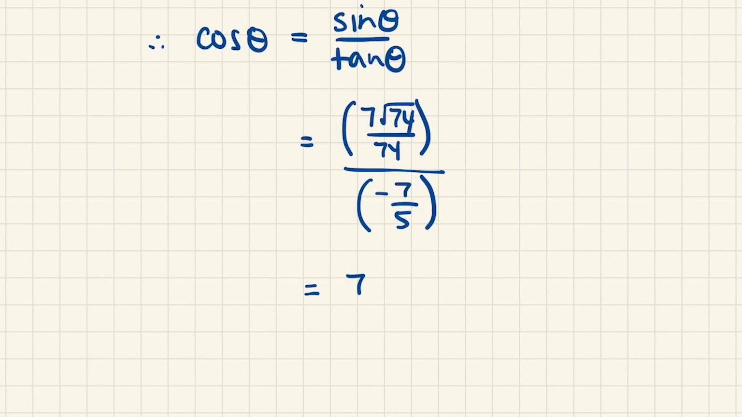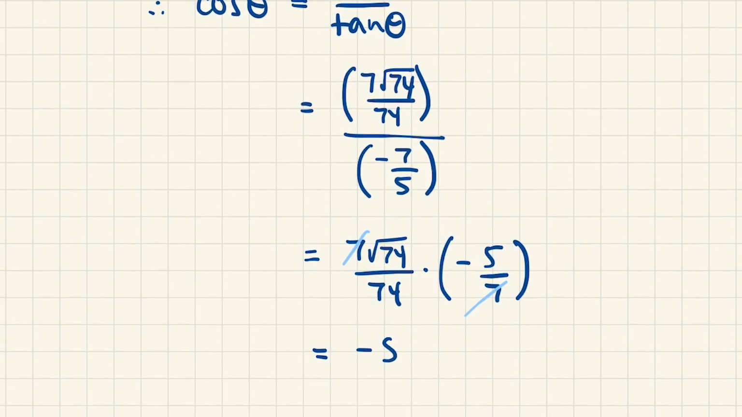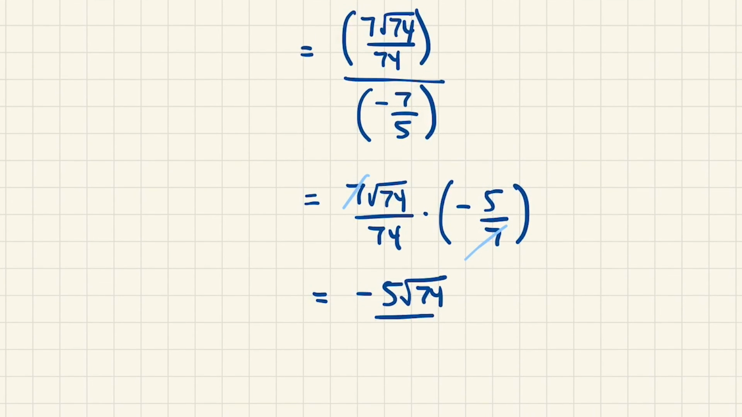Let's write it as multiplying by the reciprocal. And we can cancel the 7s. So for cosine of theta, we get negative 5 rad 74 over 74.